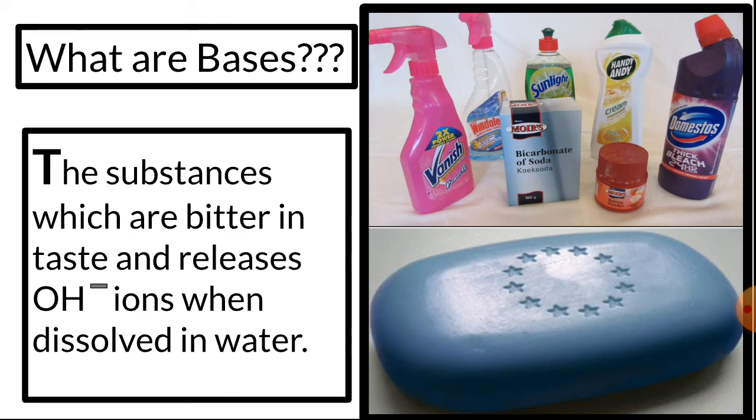Bases are the substances which are bitter in taste and release OH minus ions when dissolved in water. But don't taste them to see whether they are bitter or sour. So these bases release OH minus, meaning hydroxide negative ions, when dissolved in water.